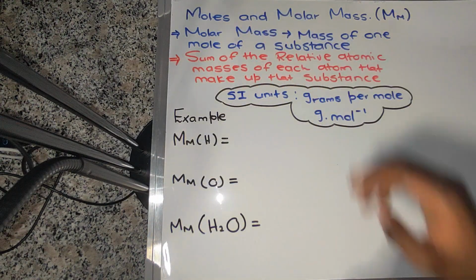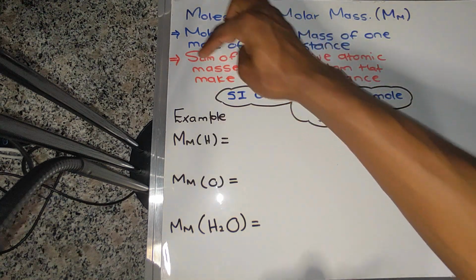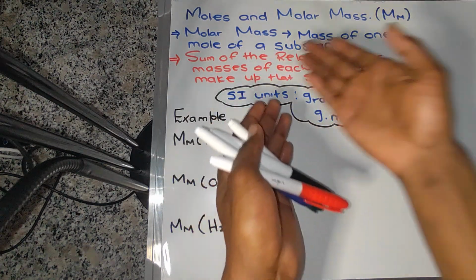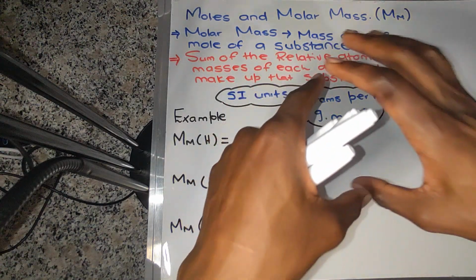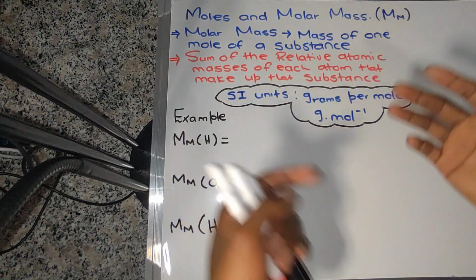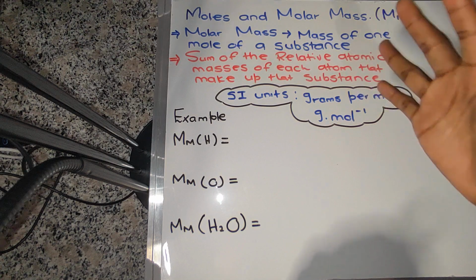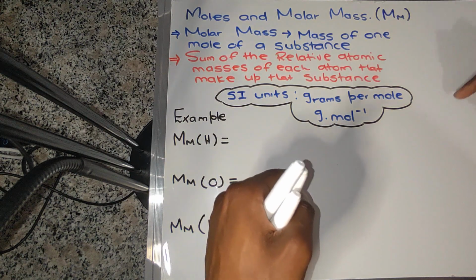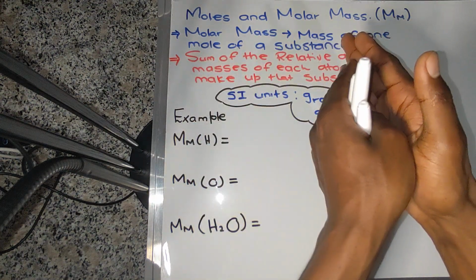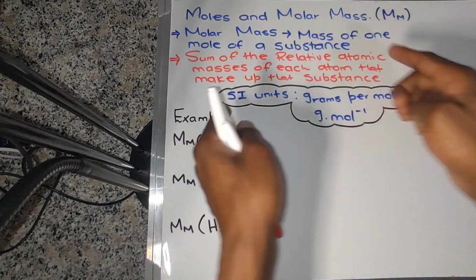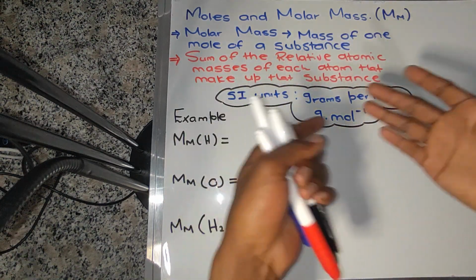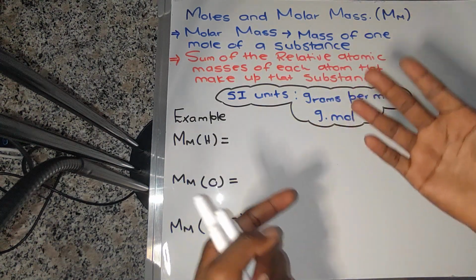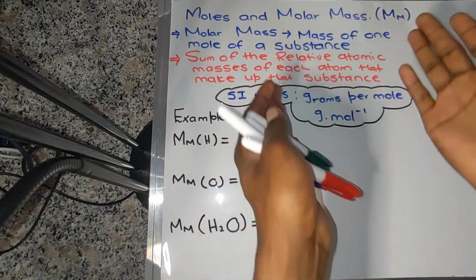Now, how do we find the molar mass? The molar mass will simply be the algebraic sum of the relative atomic masses of each atom that makes up the substance. It simply means we're going to look at the substance closely to see what makes it. So if there are 5 atoms in that substance, we are going to find the relative atomic masses of each and every atom that is present and simply add them together. The algebraic sum of those relative atomic masses will be the molar mass of that substance. At times you find that a substance is made up of an element, so the atomic mass of that element will therefore become the molar mass.